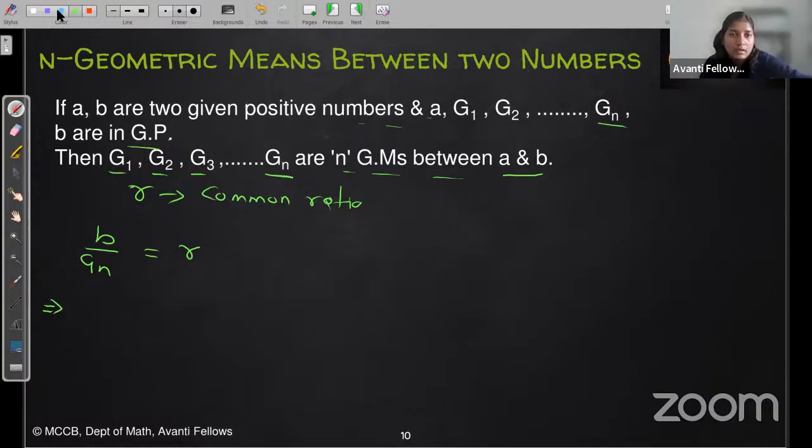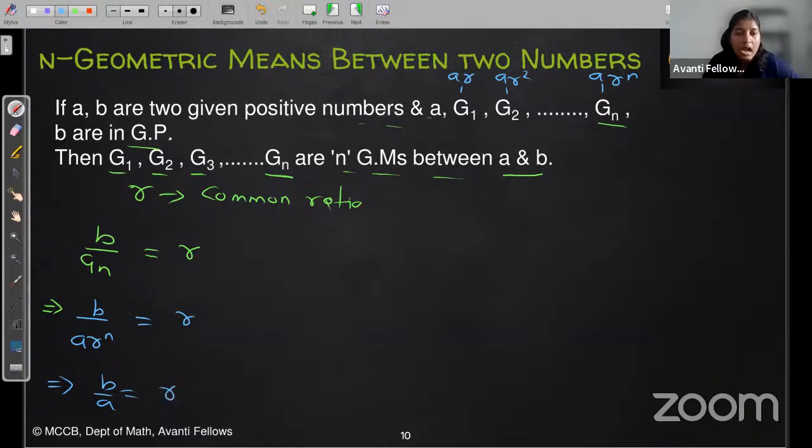Now observe here. This is the first term A and G1 is the second term. As R is the common ratio, its value will be A into R. G2 is the third term, its value will be A into R squared. So on up to Gn, its value will be what? A into R raised to n. Correct? Isn't it? A into R raised to n, right? So just replace its value here. So what will we get? We will get B divided by A into R raised to n is equal to R. Okay? So this implies that B by A is equal to R raised to n plus 1. Fine? B by A is equal to R raised to n plus 1.